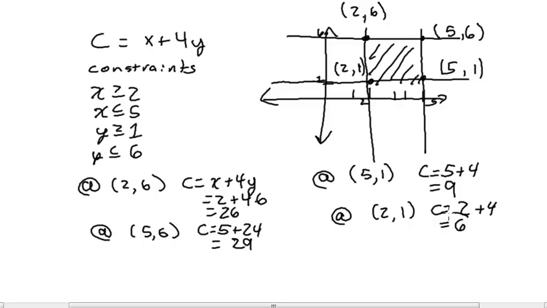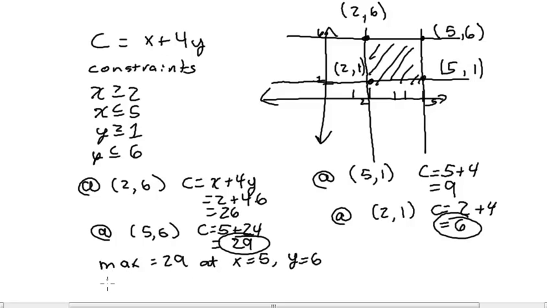So this is our smallest value, that's our minimum. That's our biggest value, that's our maximum. So we have our max equals 29 at x equals 5, y equals 6. Our min is 6 at x equals 2, y equals 1.